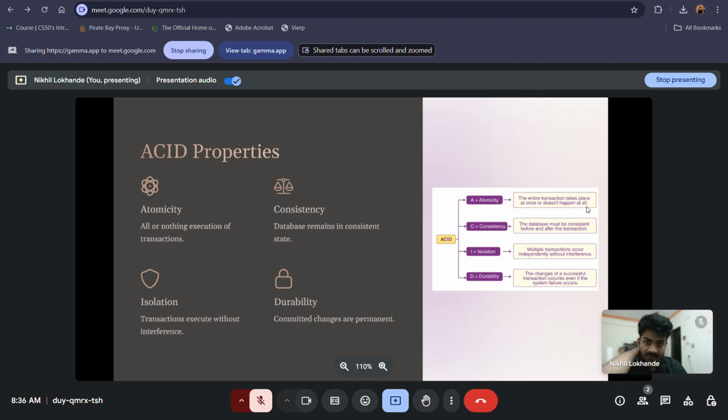Let us suppose you are part of database management system and the system fails. So the changes of a successful transaction they remain constant and even after that we recover the database management system, the changes which we have done successfully in the transaction, they are reflected even after the recovery. Let us move forward.